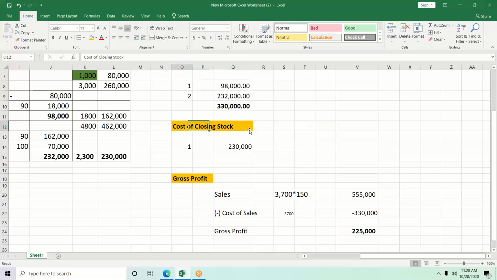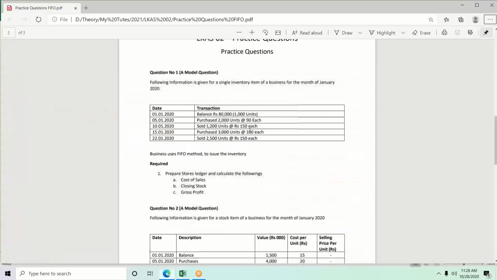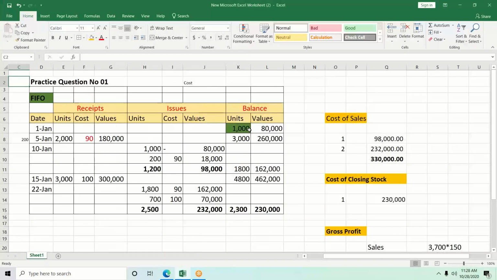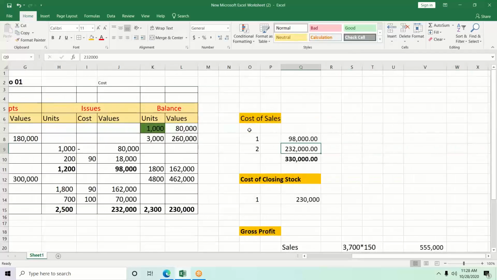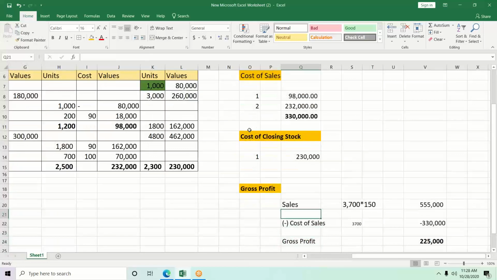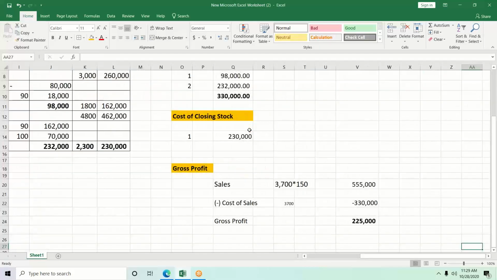Yes. Right. Putha, in this question, they want you to calculate the cost of sales, closing stocks, and the gross profit. Cost of sales under the FIFO method, it's 98,000 and 332,000. It's altogether 330,000. Cost of the closing stocks after the calculation, it's 230,000. Gross profit is how much? Gross profit is rupees 225,000. Okay. Now we will move into the next question.